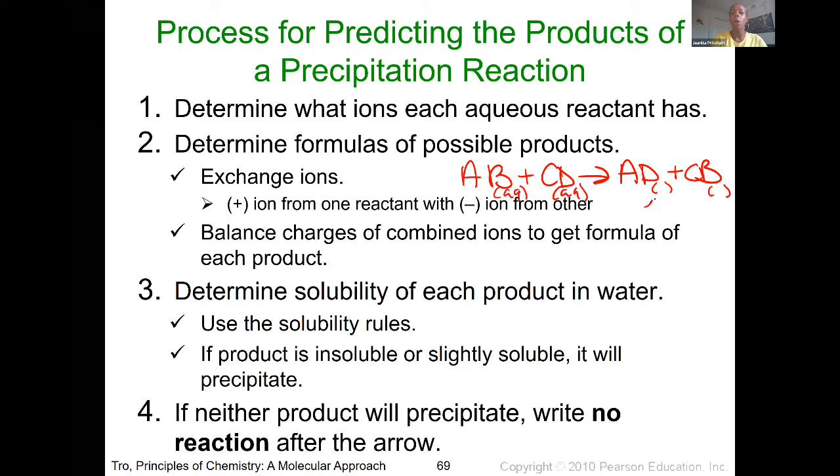The question is, what will these products be? Will they be aqueous, soluble in water? Or will we get a precipitate? If we do not see a precipitate formed in one of the products, then we would have no reaction taking place. And we'll learn why that is in a future video when I talk about ionic and net ionic equations. But again, remember that if we don't have a product that ends up being a precipitate, or insoluble, we say no reaction has occurred.